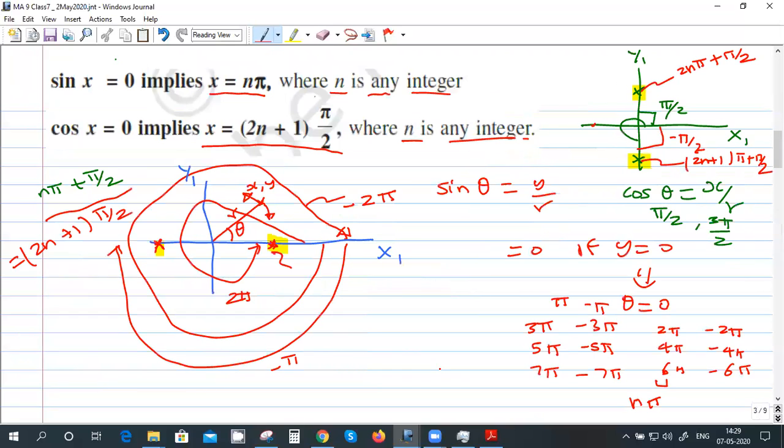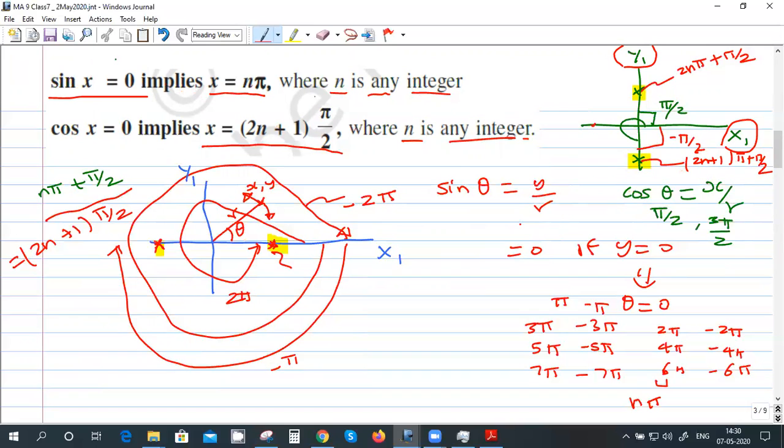Right. Once we say that sine is y by r, now it says sine x equal to 0, where x stands for angle. From that, we have to find the angle x. Since x is being used for angle, for coordinates I'll use x1, y1, not x, y. You just change your variable. It should not bother you. So sin x is y1 by r.